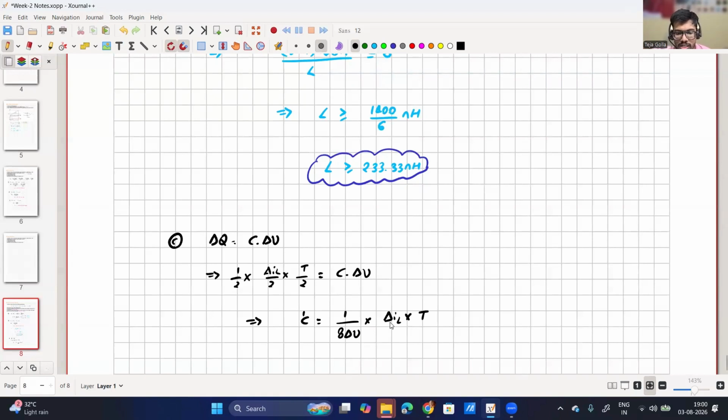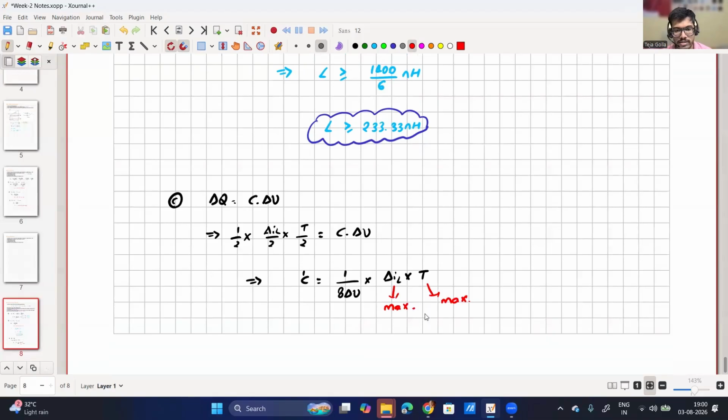So I always have to consider the worst case, which will result in the maximum capacitance. So I'll also consider delta IL to be maximum. T also should be maximum. So this one I'll consider maximum, this I'll consider also maximum. So in that case, I will be designing for the maximum capacitance that is required. Does that make sense?